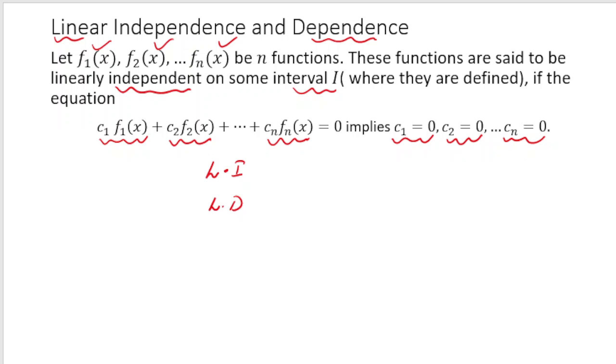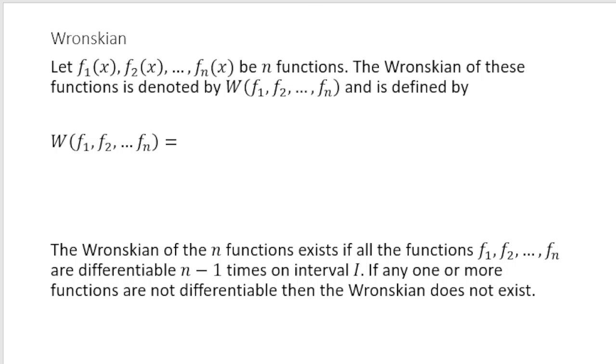So this is just for the definition. We will not be using this to check linear dependence or independence. We will be using the concept of the Wronskian to check linear dependence and independence. But you should know what it basically means. So let us talk about the Wronskian, and this is a very important thing, so listen to it very carefully.